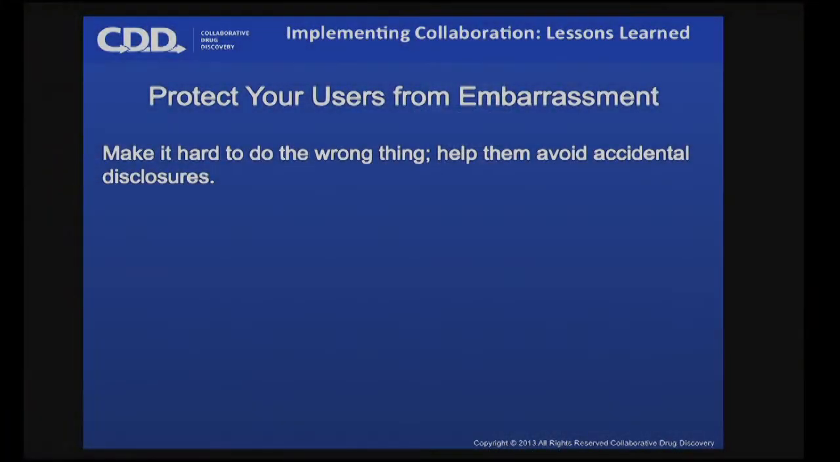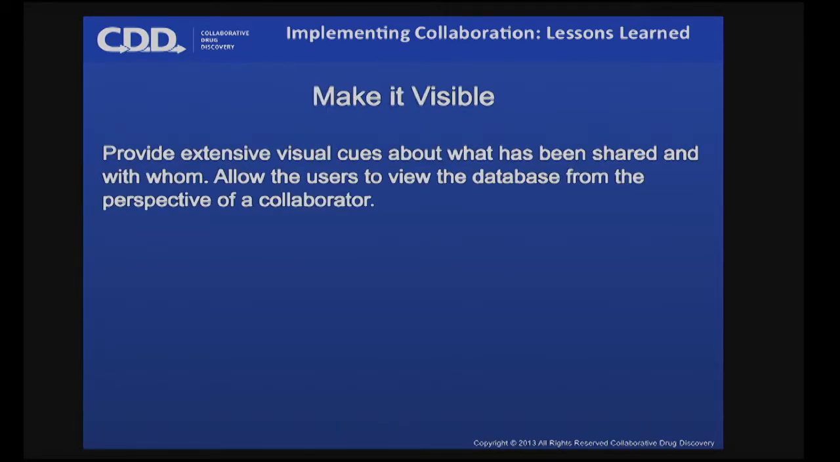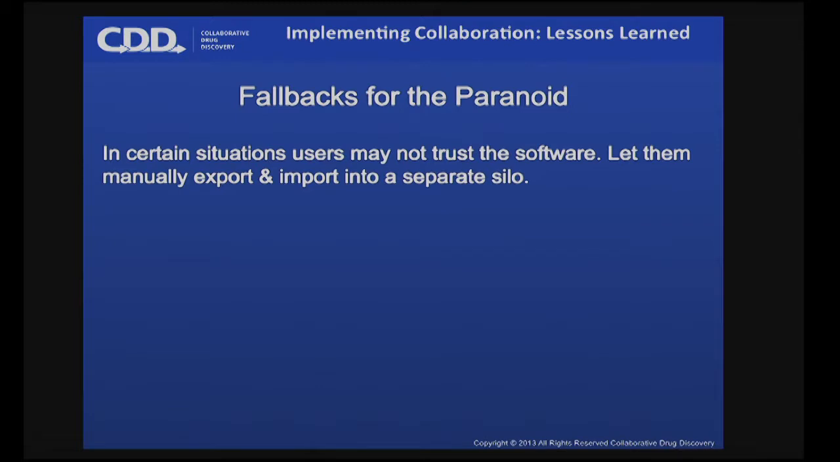You want to work really hard to keep people from embarrassing themselves. Try to predict how they might accidentally disclose data and then be there to catch them. You want to provide visibility into how data might be shared throughout the application. And then one thing that's very popular is being able to view the database from the perspective of a collaborator. At the end of the day, you will probably also have to implement fallbacks for people that either don't trust the software in certain situations or they regard certain data as very sensitive.